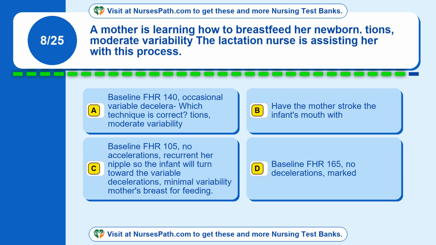Question 8. A mother is learning how to breastfeed her newborn. The lactation nurse is assisting her with this process. Which technique is correct? Option A. Have the mother lean over the infant while feeding. Option B. Have the mother stroke the infant's mouth with her nipple so the infant will turn toward the mother's breast for feeding. Option C. Have the mother place the infant flat on the bed. Option D. Have the mother limit feedings.